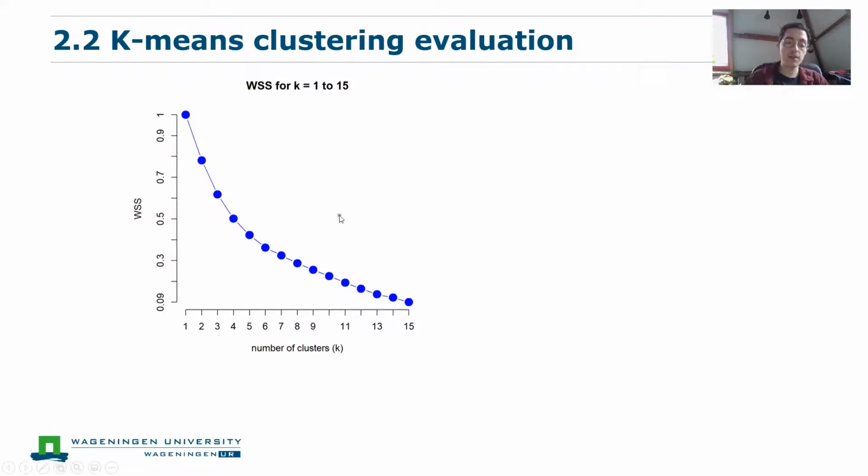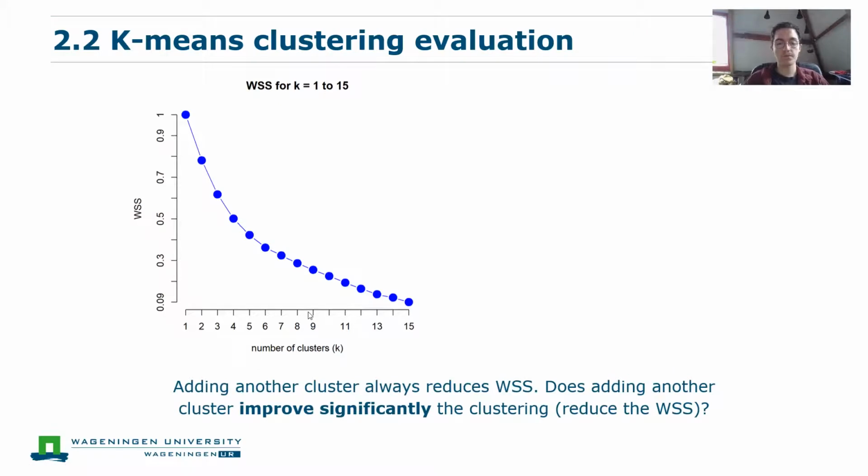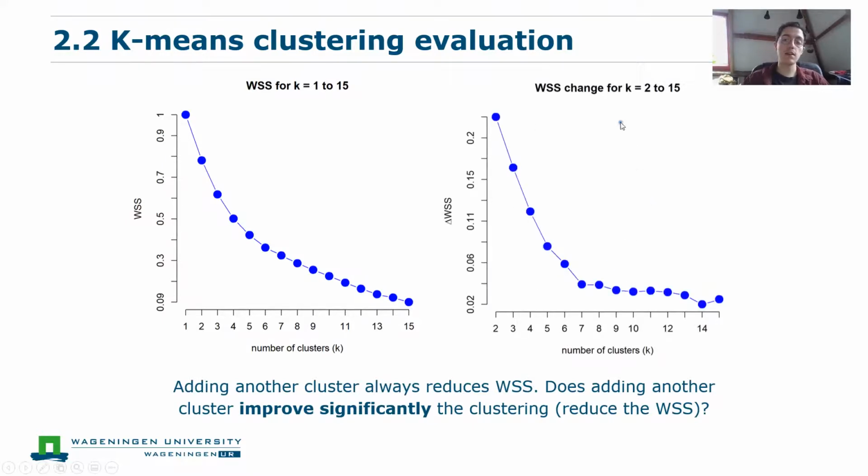I find it a bit hard to see in this kind of plot, so we need to ask ourselves at what point we are still improving significantly. I find it easier to see in the within sum of squares change plots. Here, instead of plotting the within sum of squares, I'm plotting the difference, or the improvement, that I get from going from one cluster to two clusters. This distance here is what I'm plotting. From going from 1 to 2, we improve over 0.2.